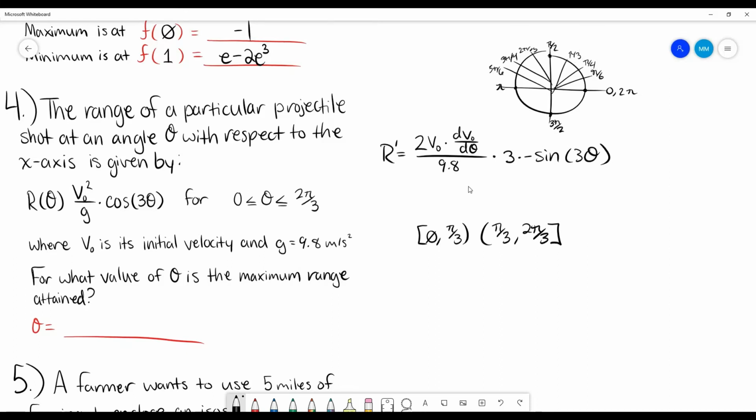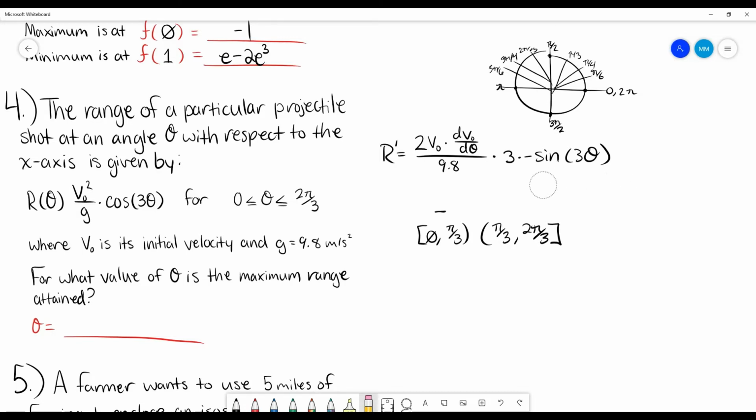If I plug in pi over 6 to this right here, I'm going to get sine of 3 times pi over 6. That's the same as sine of pi over 2, right? Because 3 times pi over 6 is 3 pi over 6, which reduces to pi over 2. And I know that sine here is just 1, which means that our derivative is negative, because of the negative out front. It's going to be decreasing on this interval. Which makes sense, because if we think about our cosine, from here to here, it's getting smaller and smaller.